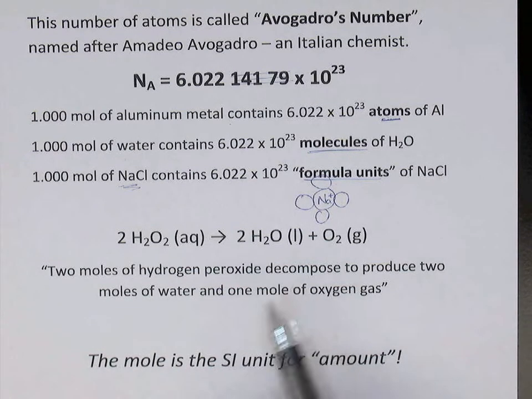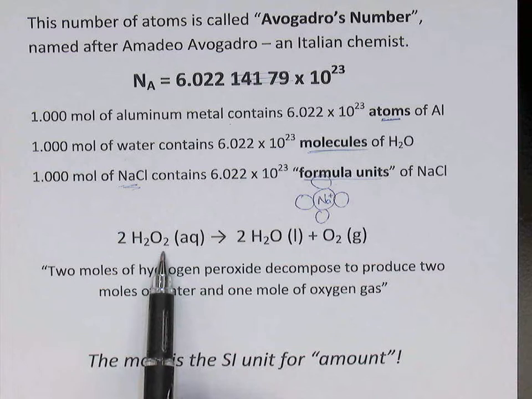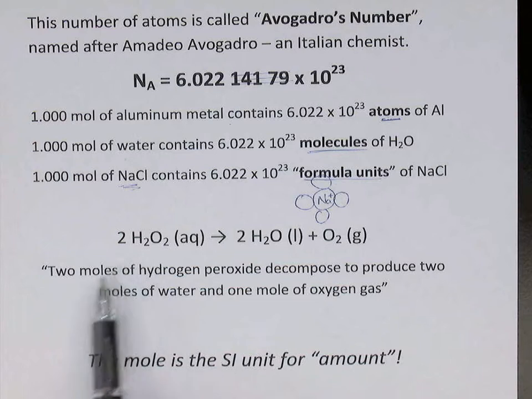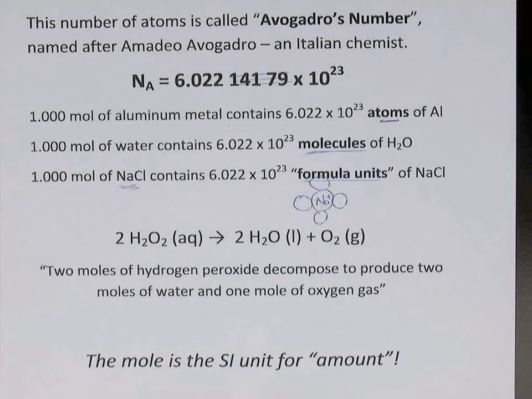In the same way, when you go buying eggs at the grocery store, you don't talk about buying individual eggs, you talk about buying dozens of eggs. So we're not going to talk about individual molecules in a reaction, we're going to talk about moles of the substance. So we're going to read this now as 2 moles of hydrogen peroxide decomposing to make 2 moles of water and 1 mole of oxygen. The mole is the SI unit, the International System unit, for amount in chemistry.